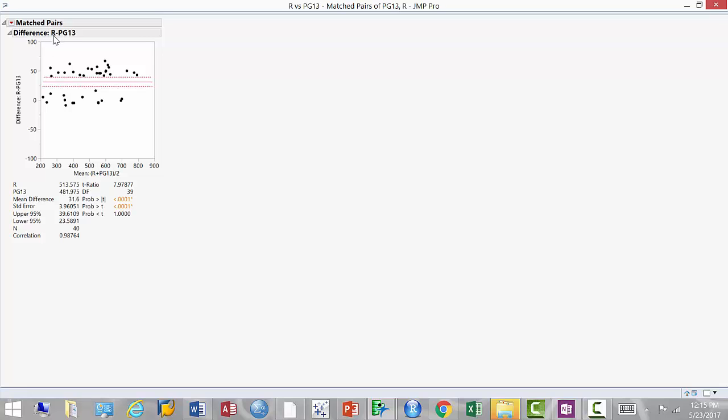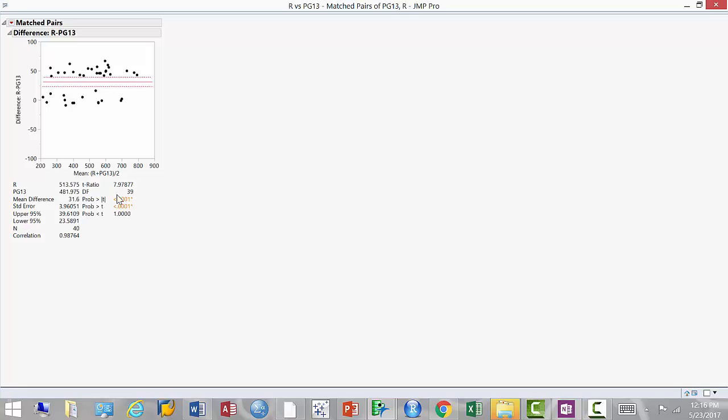If I believe that R is more frequently rented than PG-13, then the difference between R and PG-13 should be positive. If that difference were reversed, PG-13 minus R, then I would be testing for the negative, because PG-13 is less and R is more, so the difference is less than 0. But now, with R minus PG-13, it has to be a positive difference.